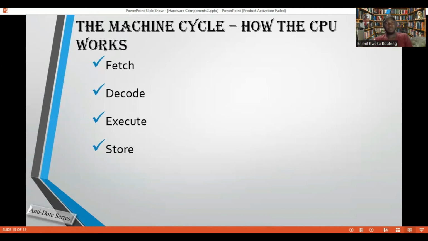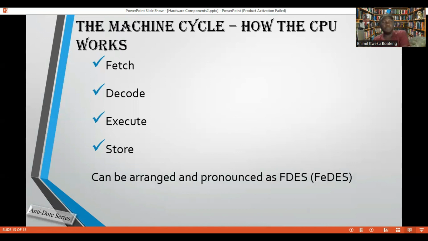So first, that is fetch. The CPU reads the next instruction from memory. Decode, the instructions that were read from memory are translated into a language the CPU understands. Execute, the translated instructions are worked on. If it is arithmetic, the arithmetic unit does that. If it is logic, that's decisions, the logic unit does that. Then store, the results are written back to memory. This can be arranged and pronounced as FDES, so fetch, decode, execute, and store.